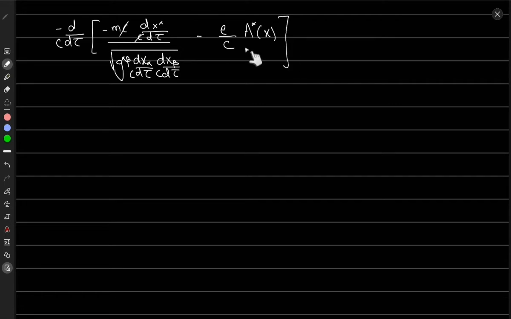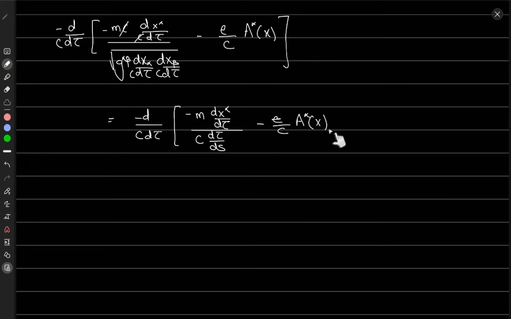So we can simplify it a bit more, so let's do it. This would be minus d over c d tau, and then we have minus m times dx alpha over ds, d tau, divided by c, so this is c d tau by ds, right? So I've just worked out this term, and this would be minus e over c A alpha of x. So it looks a bit like this. Now let's work it out a bit more.